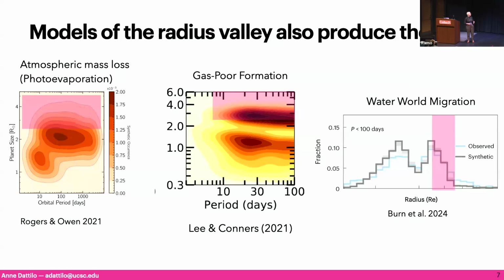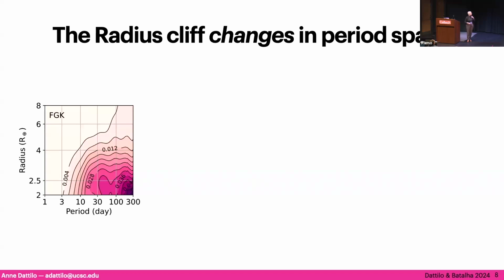So to be able to untangle which of these formation and evolution processes, or maybe what combination of processes, create this feature, we need to really characterize our occurrence contours to understand the exact shape. And that's what I have done, and I published a paper last year doing exactly that. And so we're going to take a qualitative look at this first.